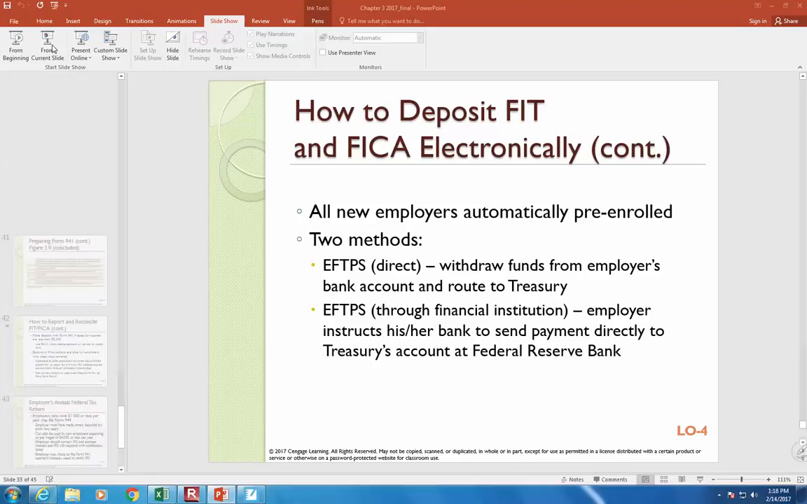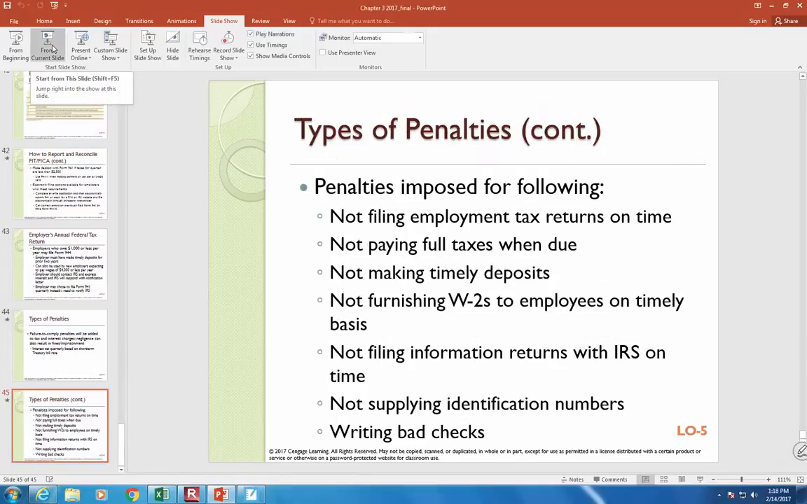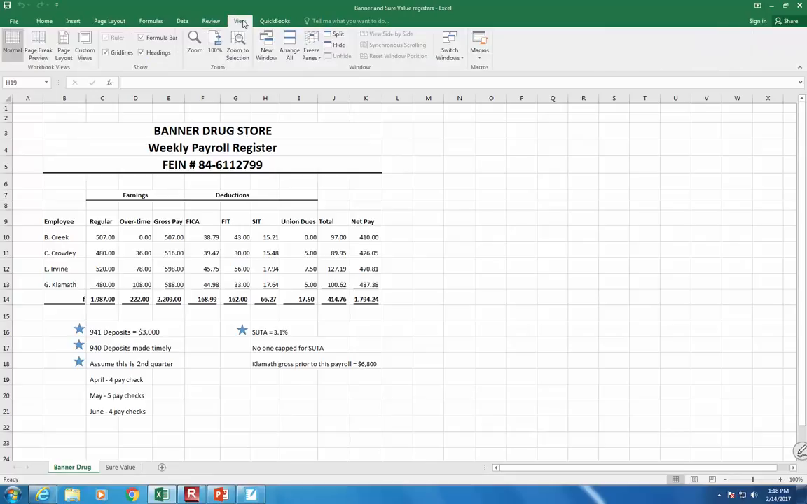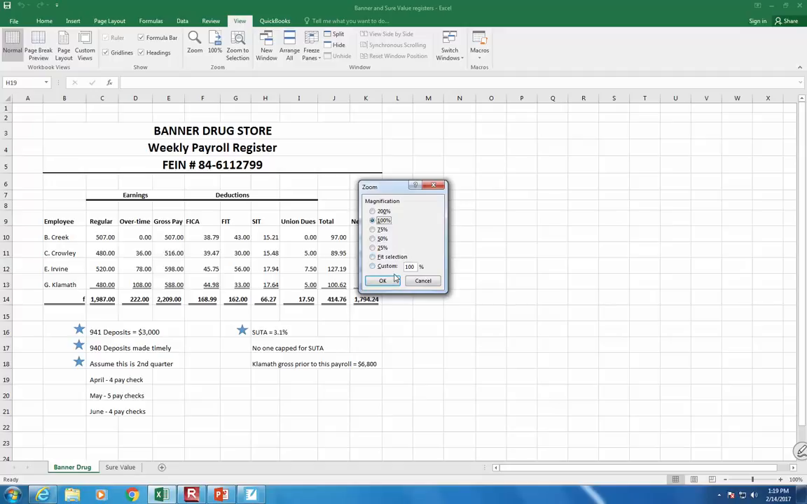Okay, let's get out our 941. Let's take a look at a payroll register. This is posted on Moodle, obviously. Where's my view? Let's blow this up. Can everybody in the back row see this, or do I need to zoom in? Can you guys see it? The numbers? Zoom in a little bit. Let's see.